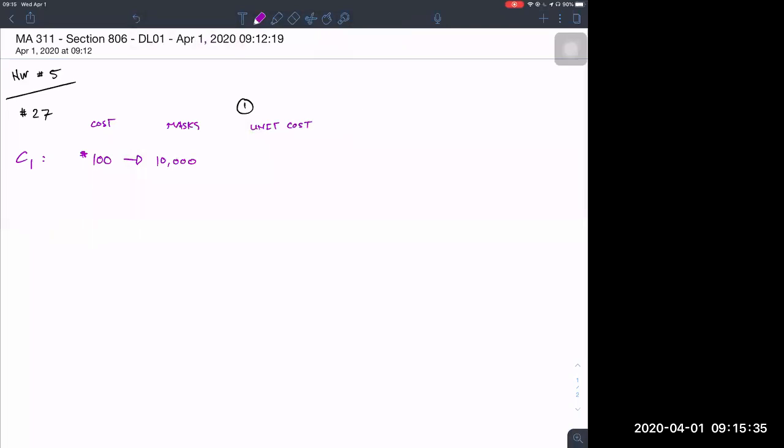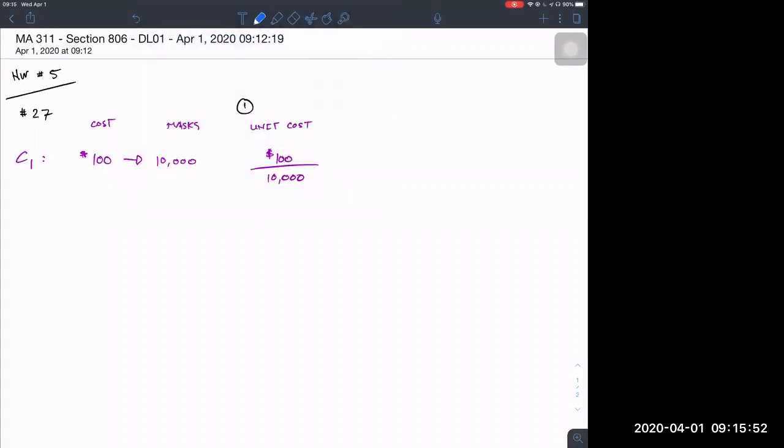Unit cost, obviously there's a fraction here. What's the fraction? Is it 100 over 10,000 or 10,000 over 100? So the first thing is to remember that it's the cost over the amount. So that's the first pitfall, if you will.